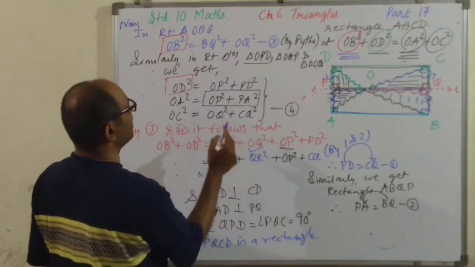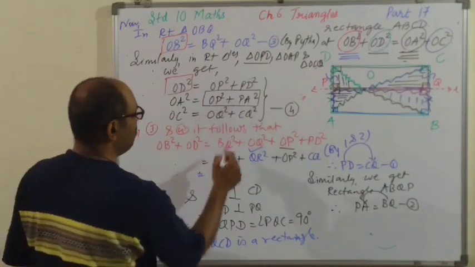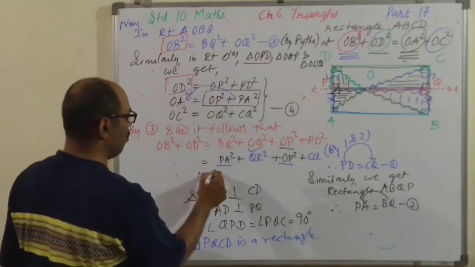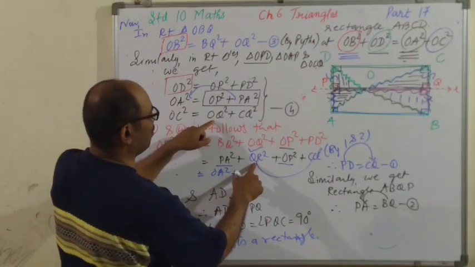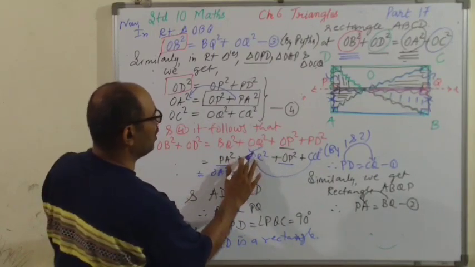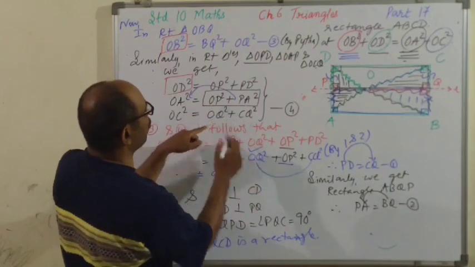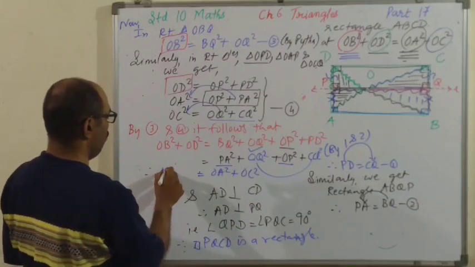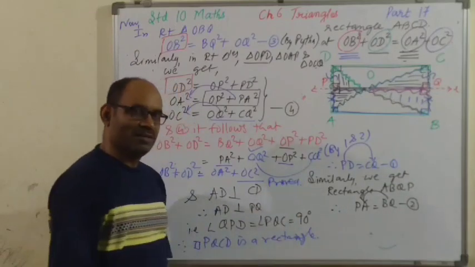Now see. PA square plus OP square, take these two together, that is equal to OA square. Plus take these together, OQ square, sorry, I made a mistake, I wrote QR. OQ square plus CQ square is OC square. Therefore, OB square plus OD square is equal to this. Proved.